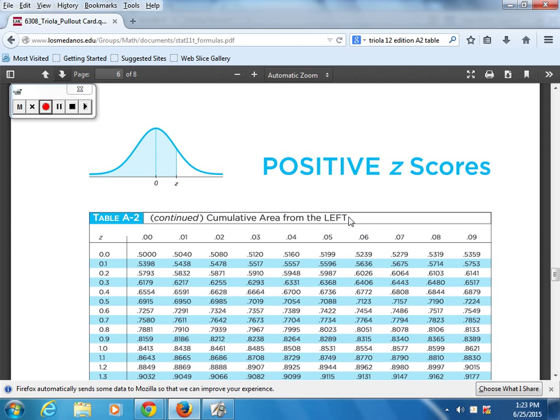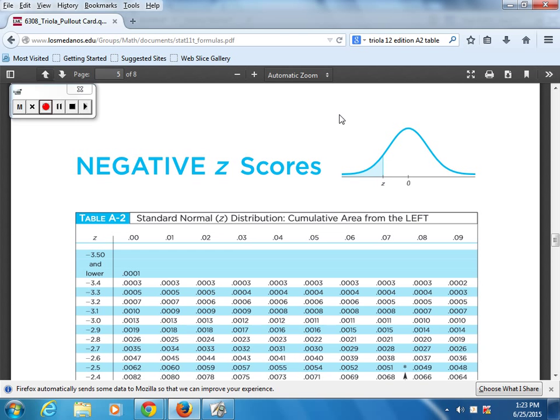So, I want everybody to read these words right here. Cumulative area from the left. So that means that whenever you look up, whether it's the positive z-scores or the negative z-scores, it says from the left. It's only going to give you the area to the left of the number. What happens if you want to find the right-hand side? Well, you have to take 1 minus the left-hand side. The left-hand side is what the table gives you. You don't have a table that gives you the right-hand side.